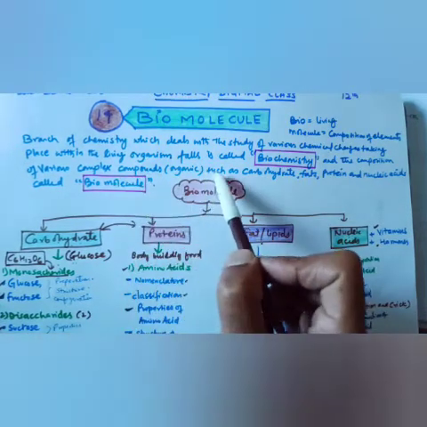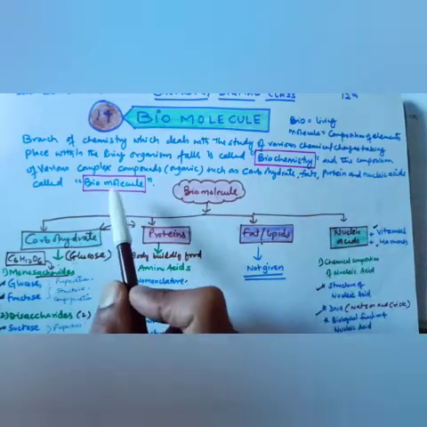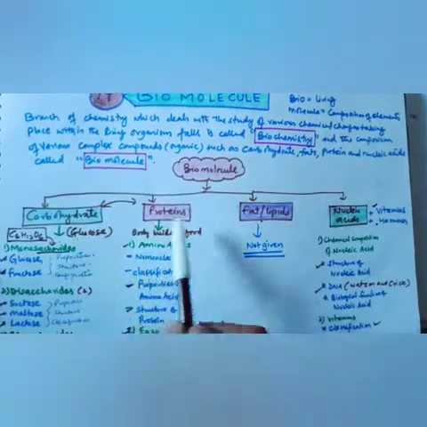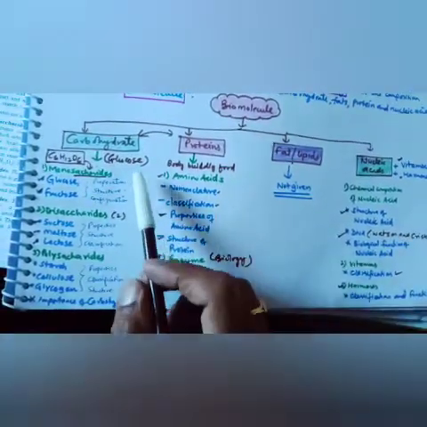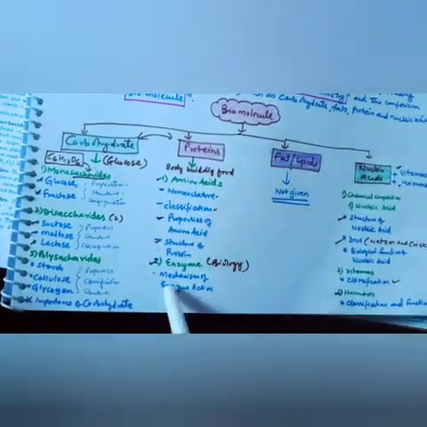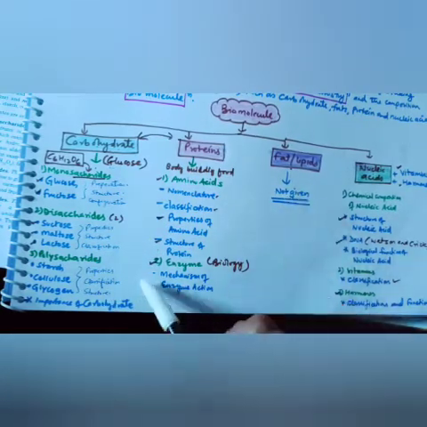And these compositions, such as carbohydrate, fat, protein, nucleic acid, are referred to as biomolecules. So basically in this chapter we will study carbohydrate, protein, lipids, nucleic acid. Carbohydrate is covered in much detail, protein in much detail, nucleic acid in much detail, but there is very little reference to fats and lipids.